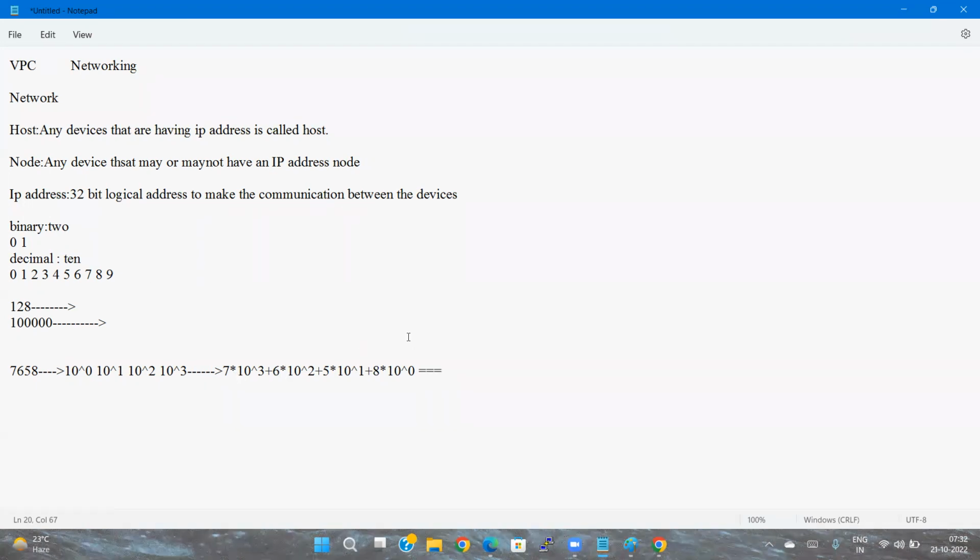7 into 1000 means 7000, plus 6 into 100, which is 600. 7000 plus 600 plus 50 plus 8. Overall, you are going to get the value of 7658. So this is how you get the value in the decimal number system format.